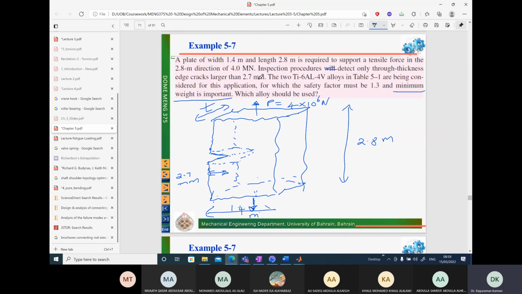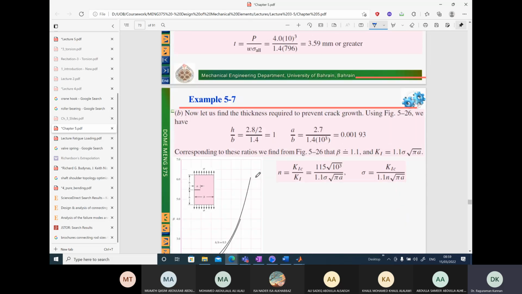So we need to check a couple of properties. One is crack propagation, next is yielding. If both don't take place, then the plate is okay. Otherwise, the plate is not okay. Okay, so let's see here.